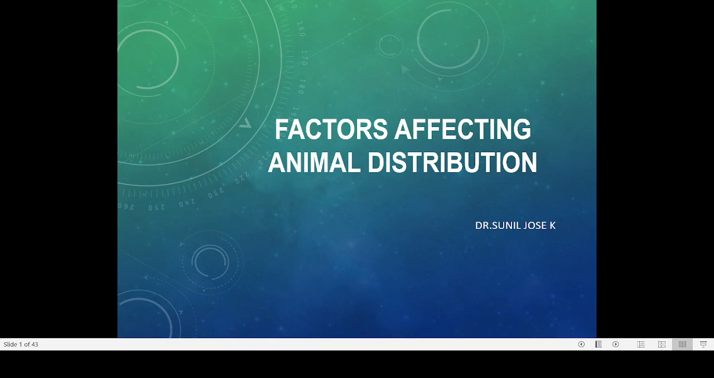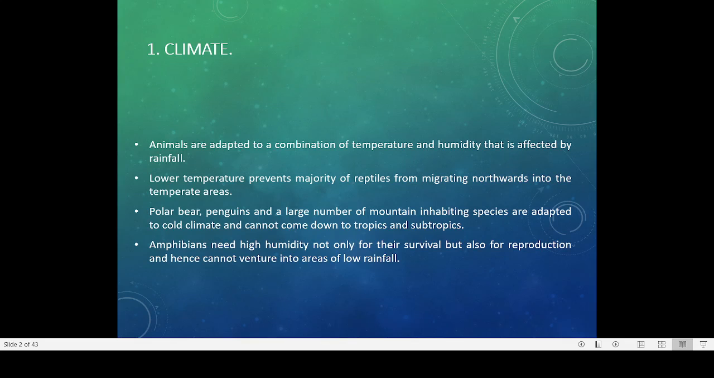And today we are discussing another area, that is factors affecting animal distribution. So mainly under zoology there are three areas: types of distribution, means of distribution, and factors of distribution. Don't get confused between these three areas. Coming to the factors of distribution, there are several factors. The first and the most important factor is the climate.